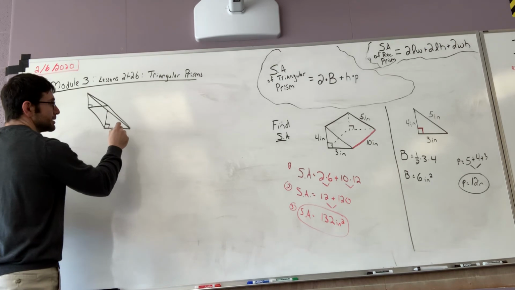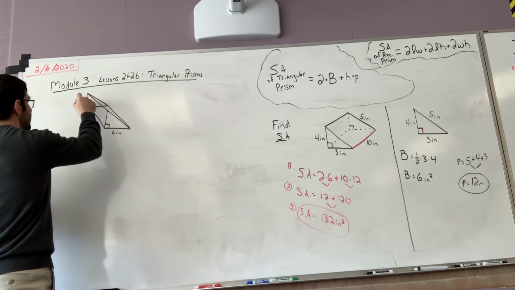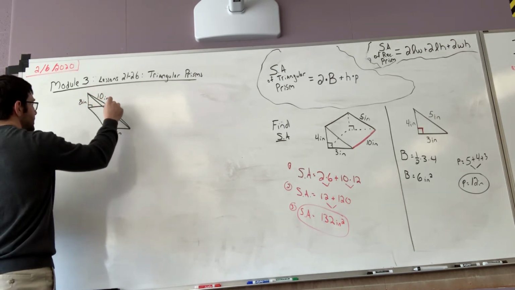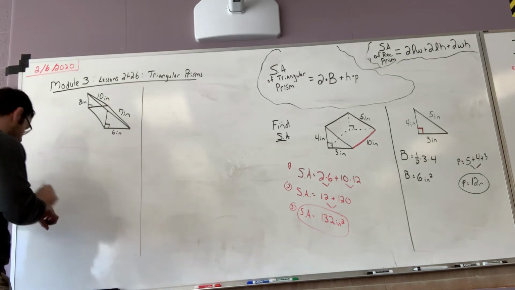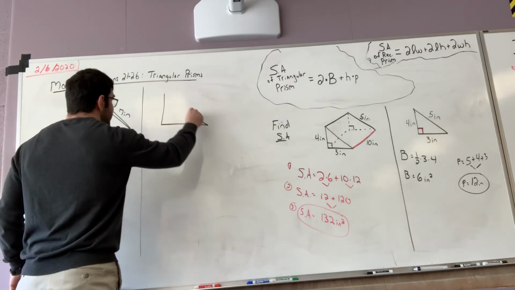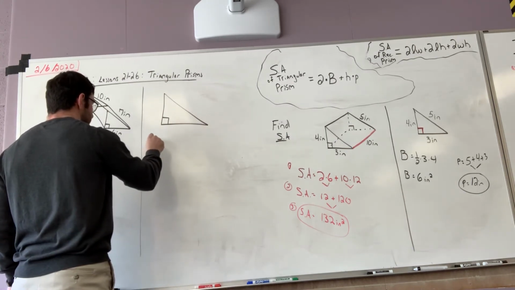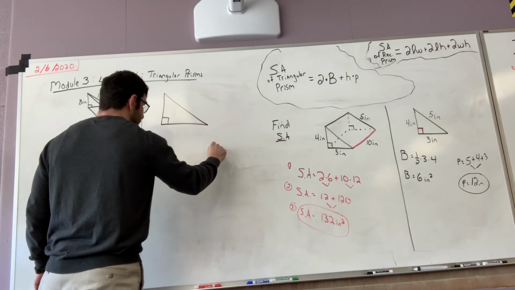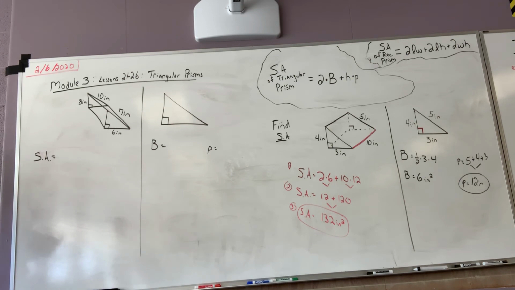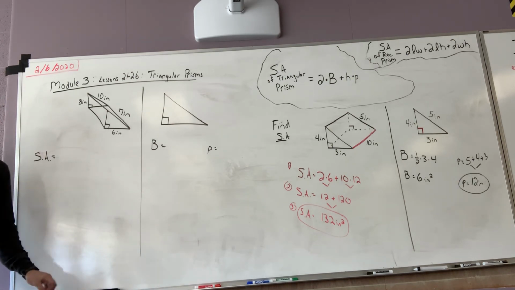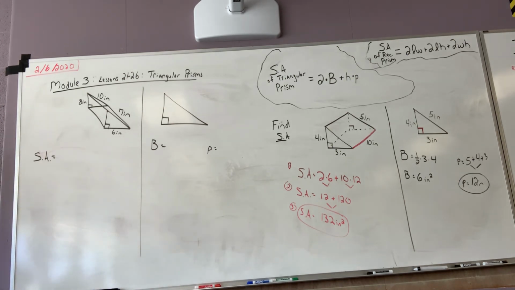So I've got 6 inches, 8 inches, 10 inches, and 7 inches. You are going to do for me the redraw, big B, little p, and surface area. Once you have big B and little p, call us. We'll come around and tell you whether you can move on to the surface area or not. Again, work it out with your group.